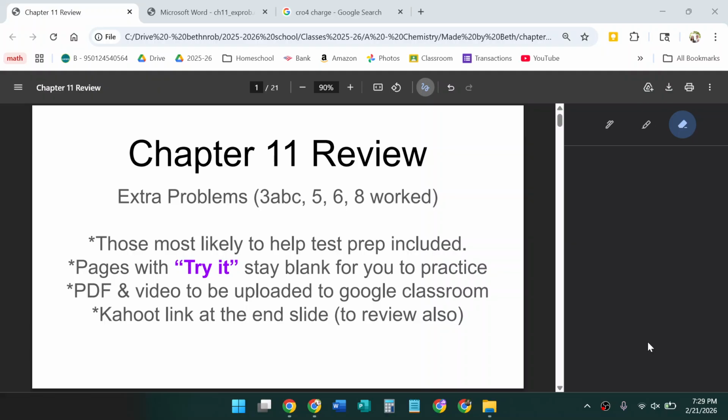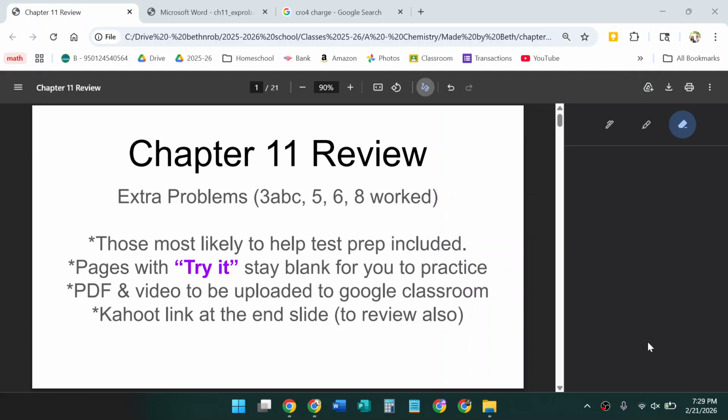Okay, so we're going to do Chapter 11 review today, and we're going to go through problems that are going to be similar to your test problems. I've pulled these all from the Chapter 11 extra problems that you can get off of the website. They're probably also linked on Google Classroom on the chapter help slides.